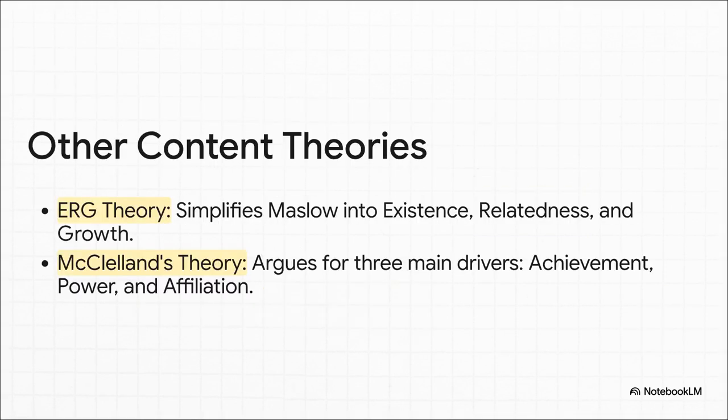Now, Maslow wasn't the only person thinking about this stuff. Other folks built on his ideas. You've got Alderfer's ERG theory, which basically just simplifies Maslow's 5 levels into 3 buckets. Existence, your basic survival stuff, relatedness, connecting with others, and growth, your personal development. Then McClelland came along and said, look, it's really about 3 main drivers. People want to achieve, they want power or influence, and they want affiliation, to be liked.